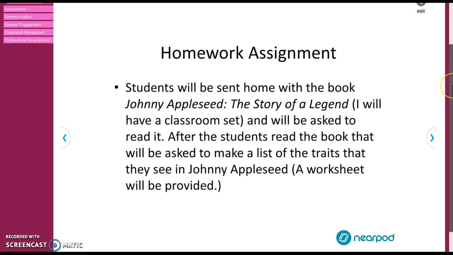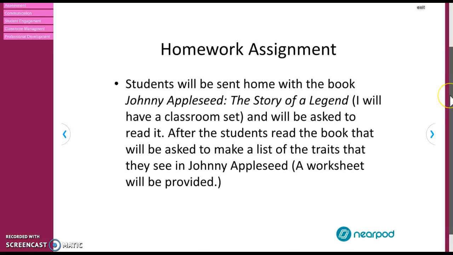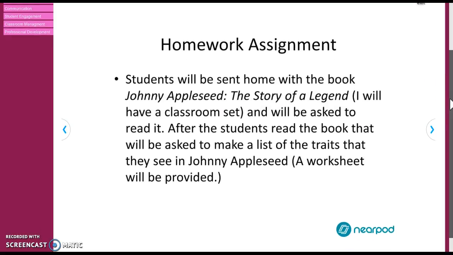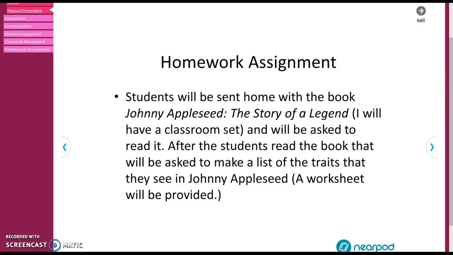So now for the actual homework assignment, I'll send students home with a book called Johnny Appleseed, The Story of a Legend. Hopefully I'll have a classroom set so every student can have one so they don't have to get it for themselves. They'll be asked to read this book, and after they read it, they'll be asked to make a list of the traits that they see in Johnny Appleseed, who's the main character of the story. I'll have a worksheet provided.